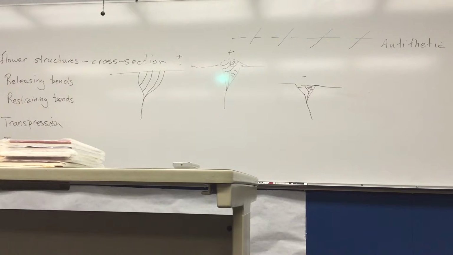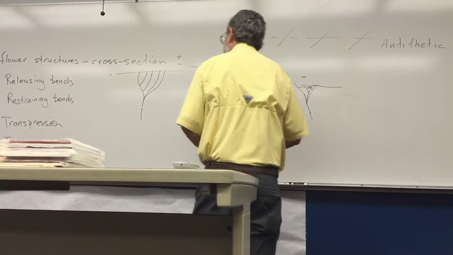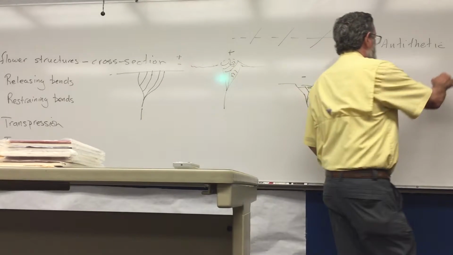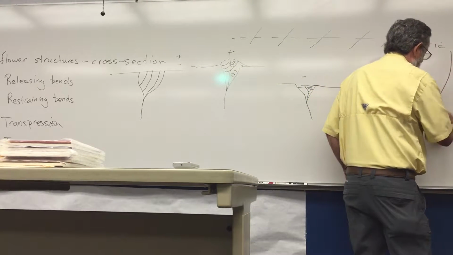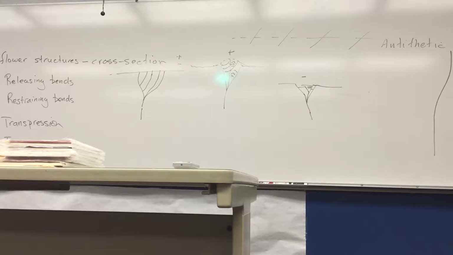We can see these in part when we have releasing and restraining bends. And we got some questions about releasing and restraining bends. The basic geometry of a releasing and a restraining bend is if we have a fault that is curved. Doesn't matter which way it's curved. We can have a right or left curve on this. In this particular case, if we move this way, what's going to happen here?